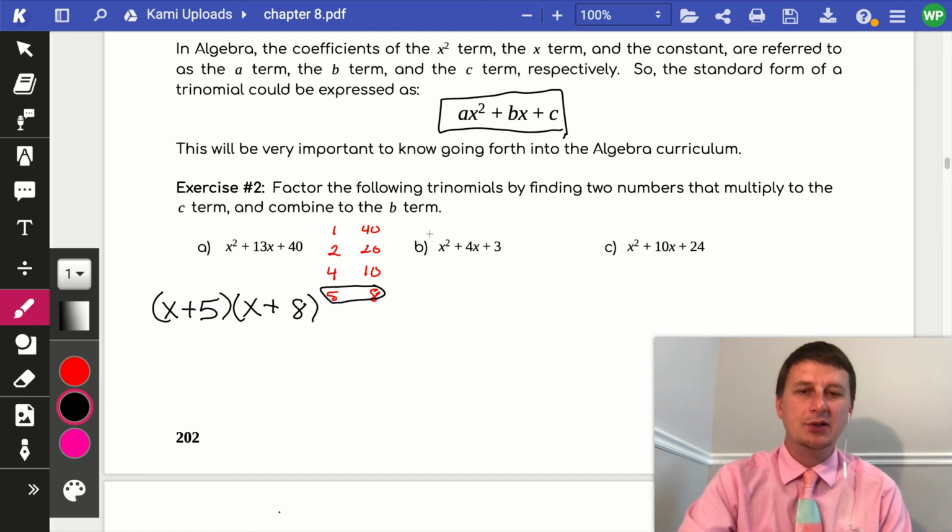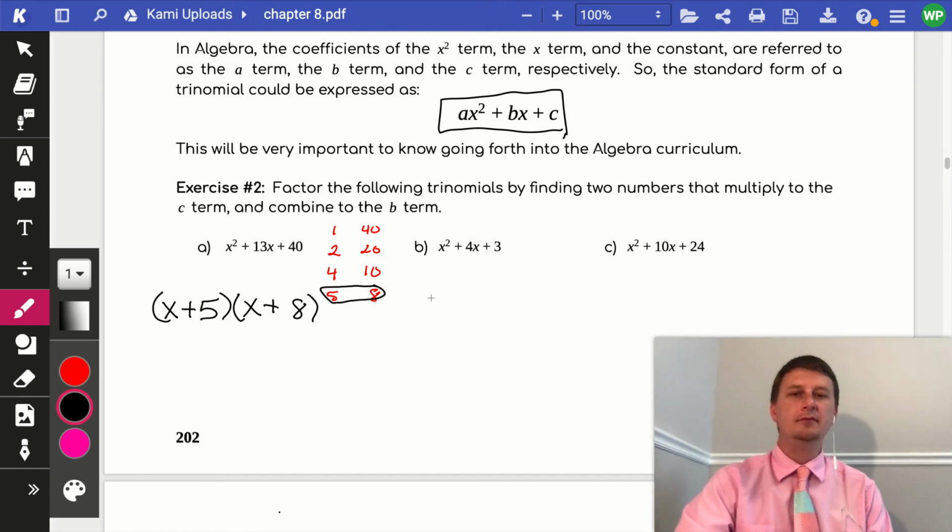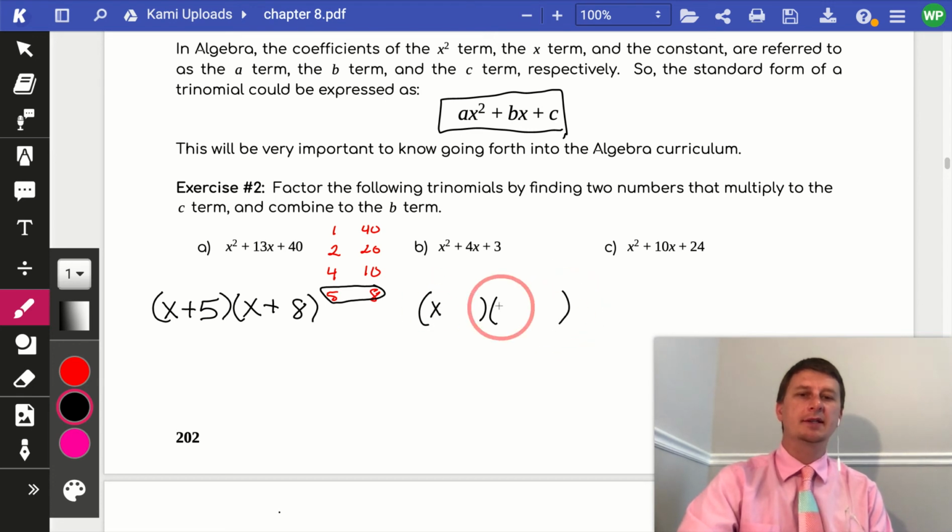Part B has x squared plus 4x plus 3. And again, we're going to start off by opening up two sets of parentheses and starting off each parenthesis with an x, because x times x will give you x squared. Now we're going to list out our factors of 3. And that one's an easy one because 1 and 3 are the only factors of 3. So we're going to have 1 times 3 is 3, and 1 plus 3 will also combine to get 4. So I'm going to put in 1 and 3 in my parentheses.